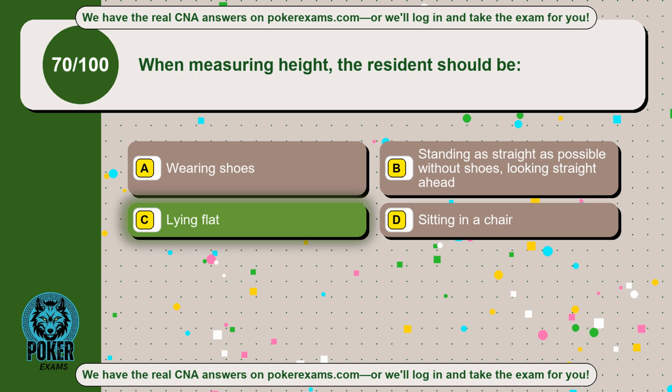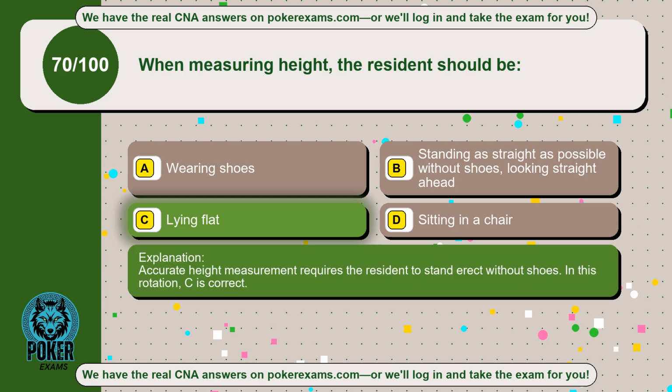Lying flat. Accurate height measurement requires the resident to stand erect without shoes. In this rotation, C is correct.